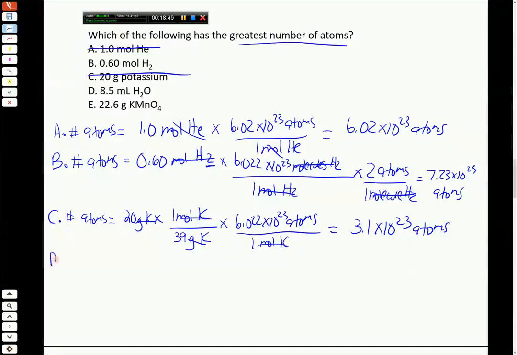Choice D may have been the one that people got tripped up on. We have 8.5 milliliters of water, and we don't have any relationships right now that relate milliliters into moles. So how do we deal with this one?